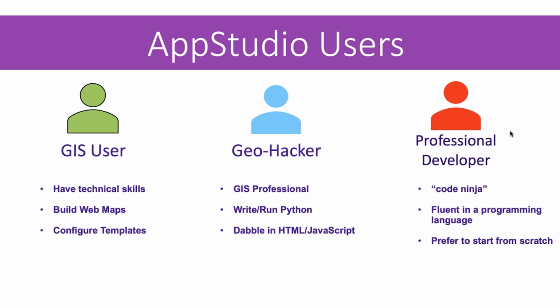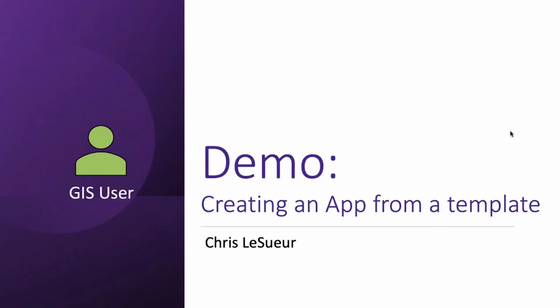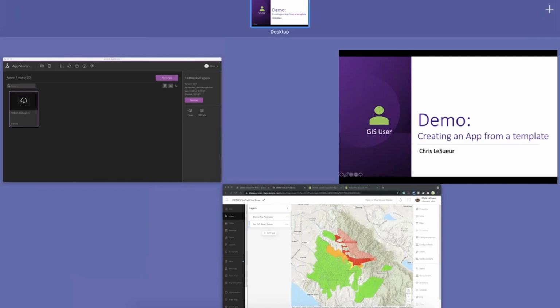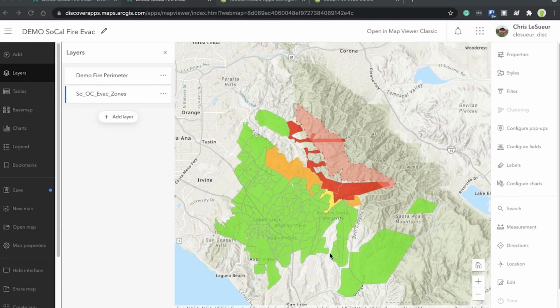So now looking at these different types of users, let's step through building an app, and we'll focus first on this GIS user. I'm going to do a demo of creating an app using a template. So before I jump into AppStudio, I'm going to jump into ArcGIS Online. So here I'm in ArcGIS Online, and I've created a map.